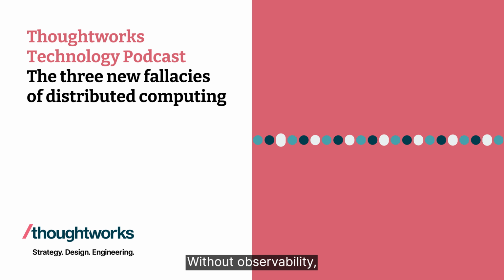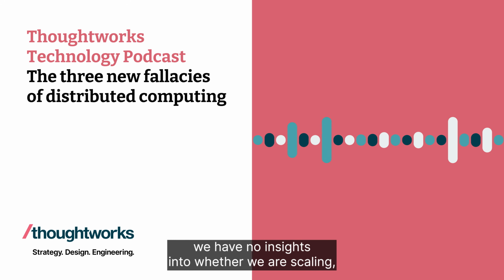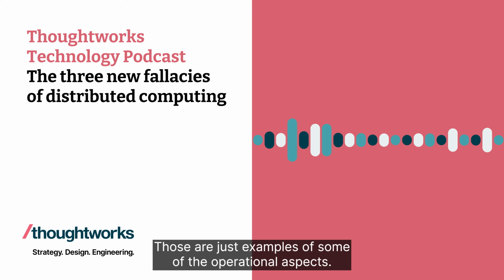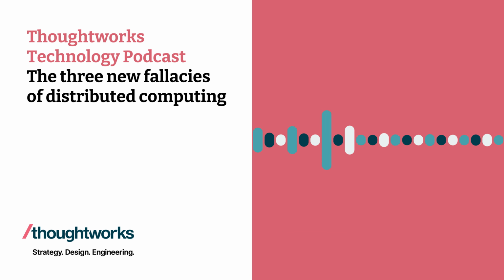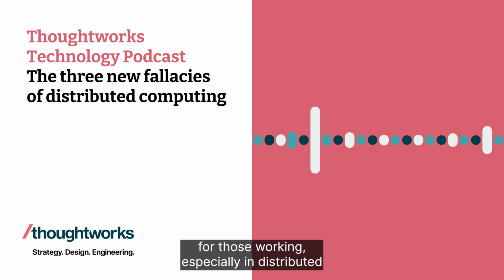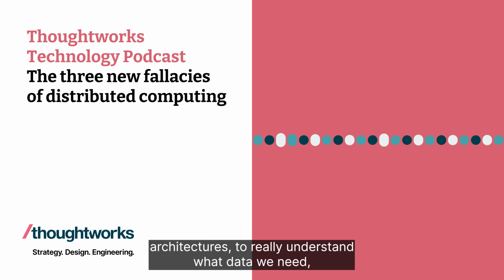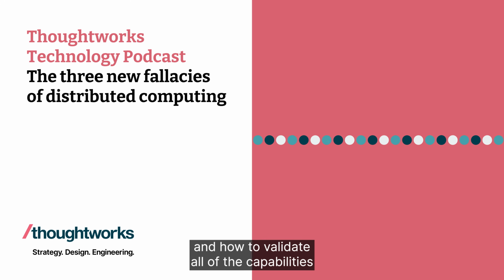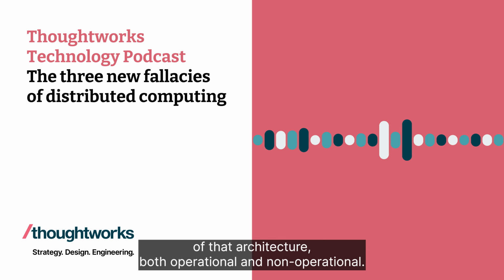And without observability, we have no insights into whether we are scaling, but tomorrow we won't be. And those are just examples of some of the operational aspects. But this fallacy, we both feel, is very key and important for those working, especially in distributed architectures, to really understand what data we need. Where do I get that data? And how to validate all of the capabilities of that architecture, both operational and non-operational.